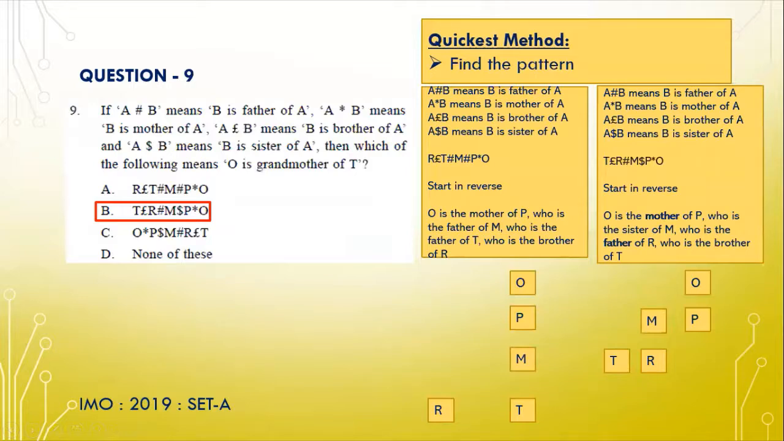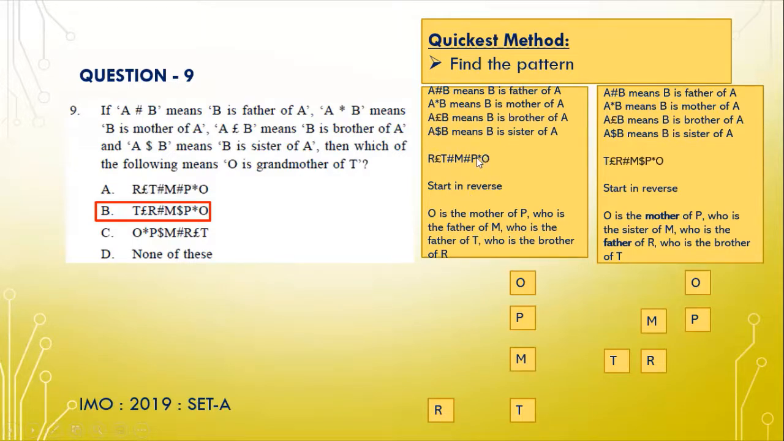Okay, if A hash B means B is the father of A, A star B means B is the mother of A, A pound B means B is the brother of A, and A dollar B means B is the sister of A, then which of the following means O is the grandmother of T? Okay, so let's start solving from the front. R pound T hash M hash P star O, and then you have to start from reverse. So what is star? O is the mother of P. So star is mother, hash is father, pound is brother, and dollar means sister.